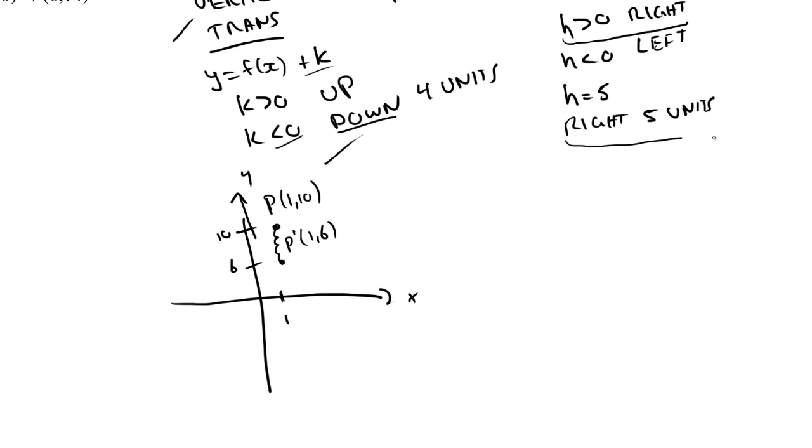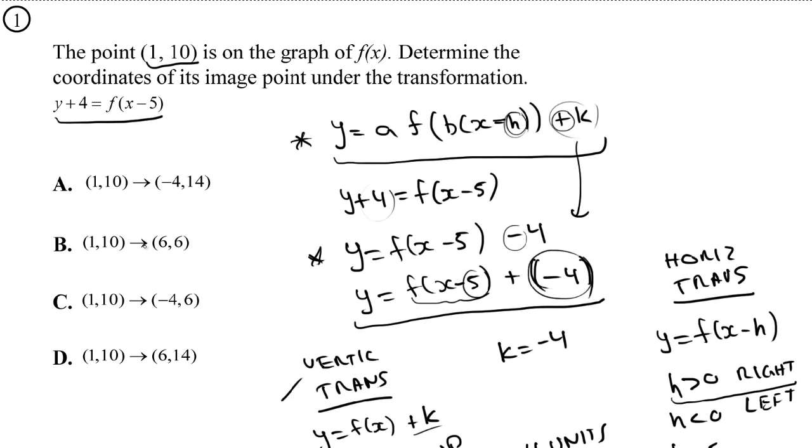And with the horizontal translation going right 5 units, we can do that here: 1, 2, 3, 4, 5. So now our x value changed to 6, that's just 1 plus 5, and our y value stayed the same. So our final point is at (6, 6). The point (1, 10) went to the point (6, 6). So the answer here is B.